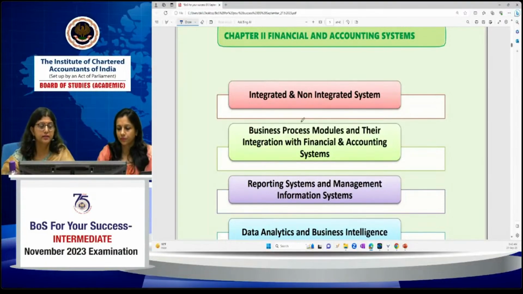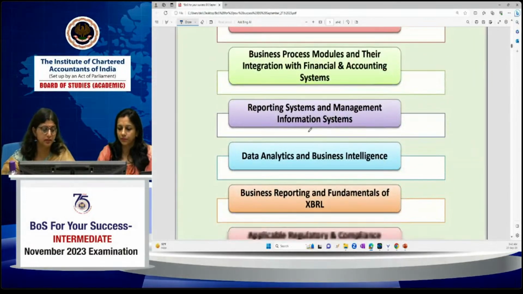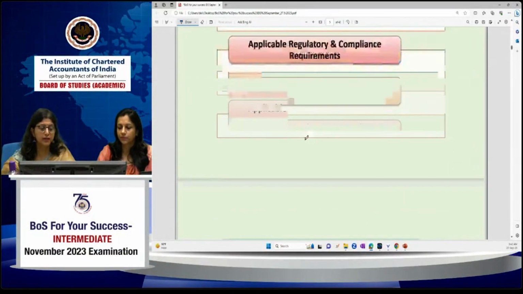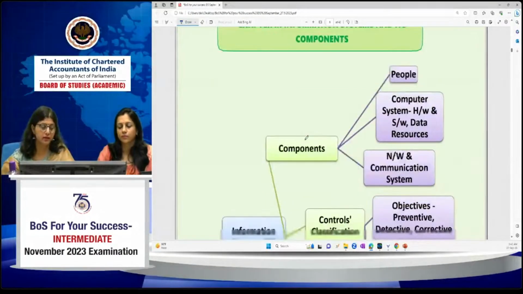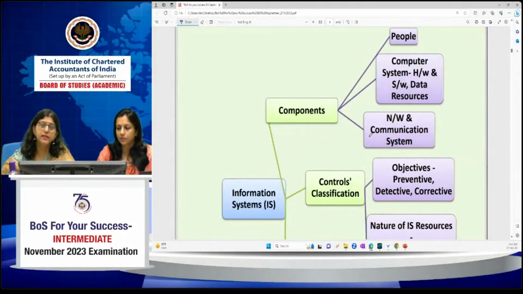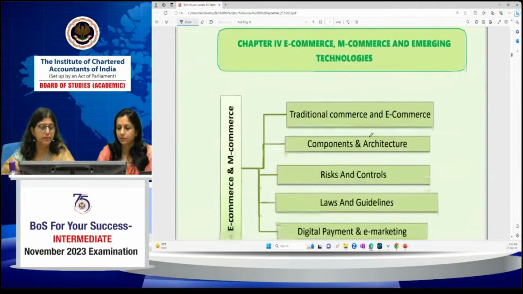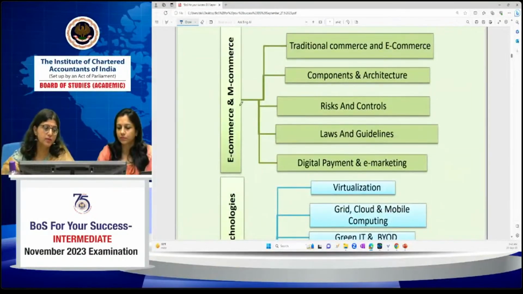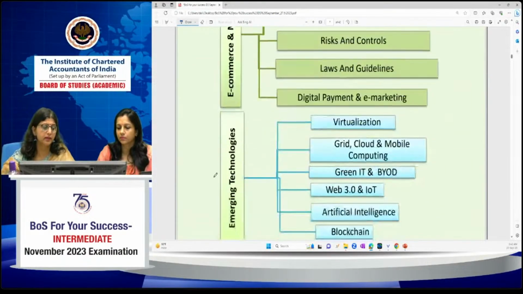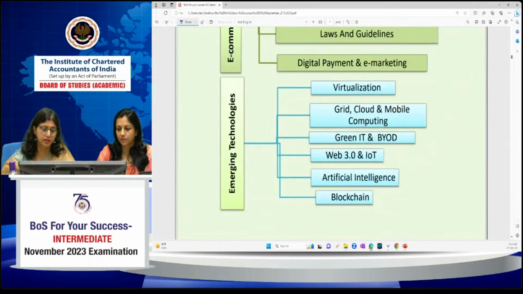it's there on the website that we have covered integrated and non-integrated system. These are there in the start of each chapter in the study material. Business reporting. So all these topics you are very well aware of. The only purpose of giving this is to give you a broad understanding. Chapter 4, we have these topics. E-commerce and M-commerce is one part, whereas emerging technologies is in another part.